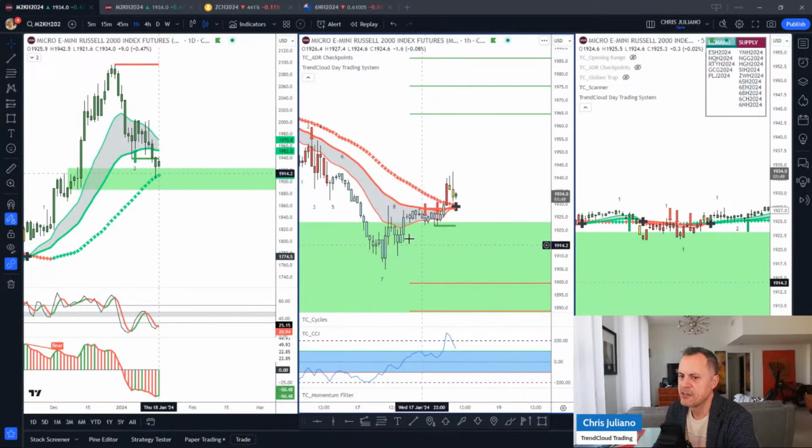So we pulled into this demand zone on the high time frame, okay? And what started to happen? Momentum started shifting to the upside, starting to hook back up on that cycle indicator, and trend was extended as we entered that demand zone on the 1 hour chart.